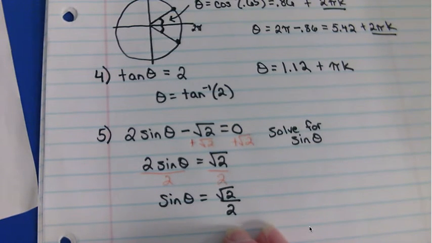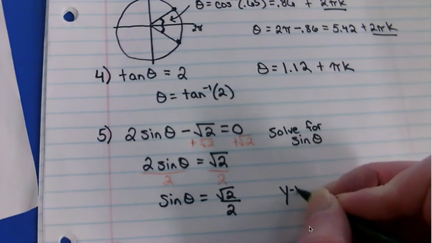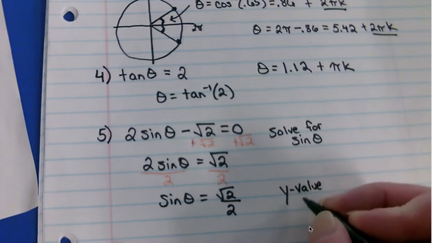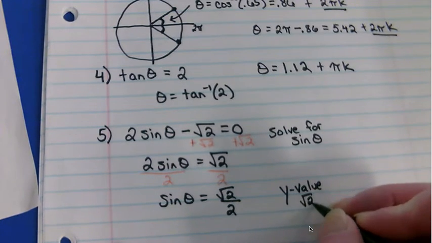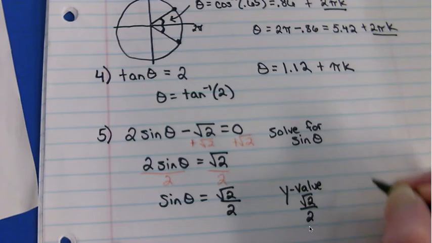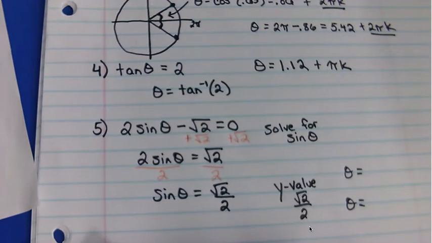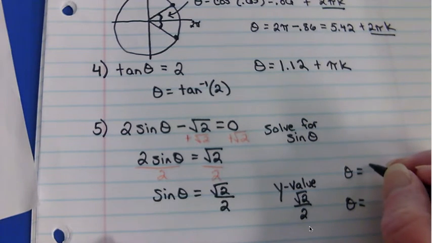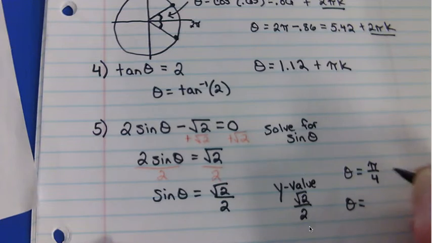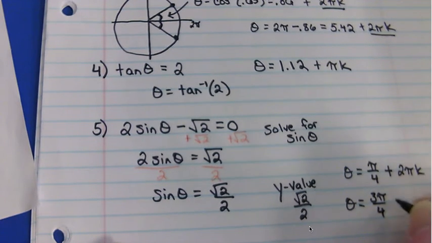Remember, sine is the y value. So you're looking for when the y value is positive square root of 2 over 2. And you should have two answers. Your two answers should be pi over 4 and 3 pi over 4. But don't forget, two answers, we're going to tack on 2 pi k.